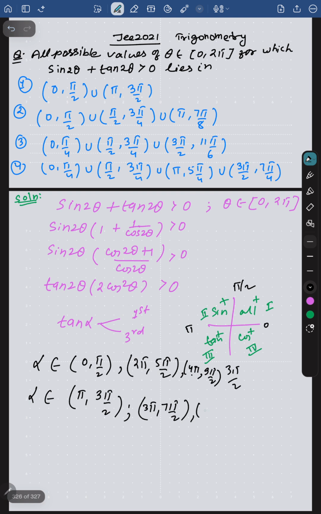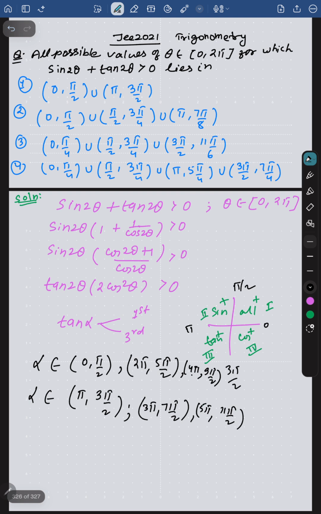So here you will write what? 9 pi by 2 plus pi by 2 means you will get 5 pi, and plus pi by 2, 11 pi by 2. Okay, so these 3 rounds I have considered over here.